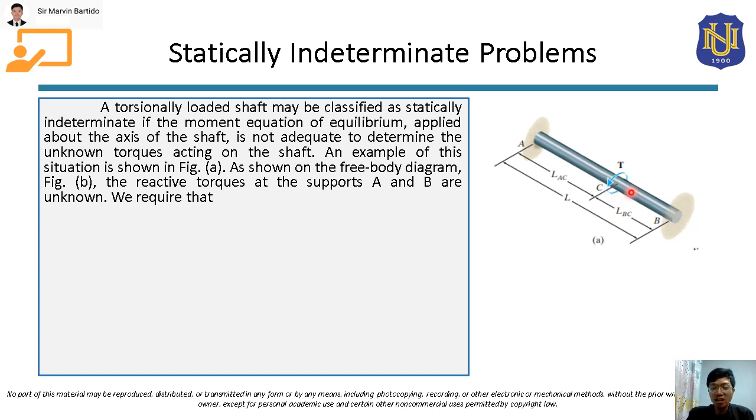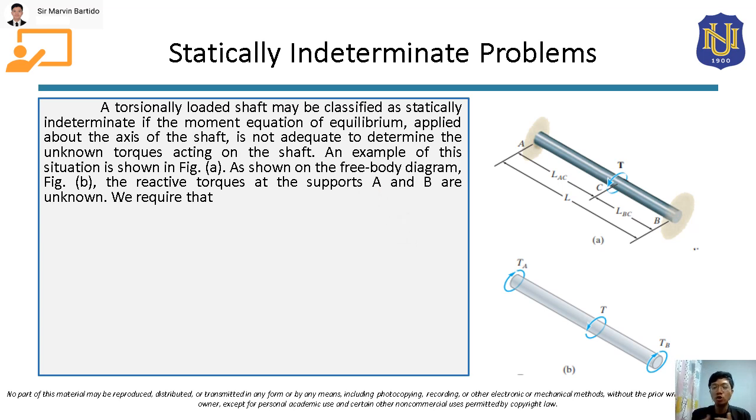Class, if both of the shaft's ends are fixed supported or restrained, that means that upon application of this torque, there will be reactive torques in both ends since they are both restrained. As shown in the free body diagram in figure B, this will be the reactive torque at A, and this will be the reactive torque at B. So they are both unknown.